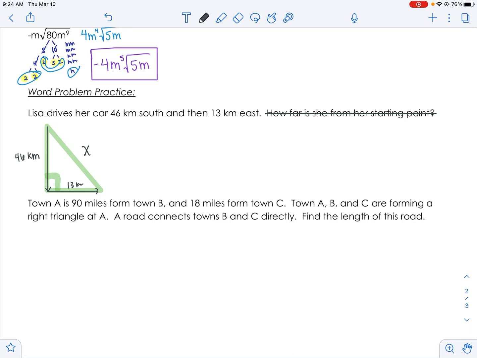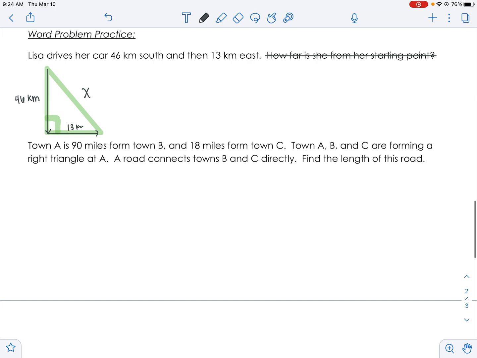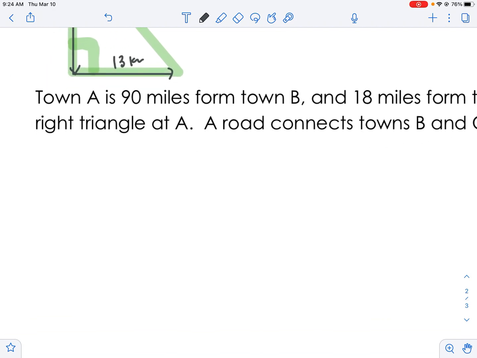Now, we don't spend a ton of time on word problems because most of you can figure these out on your own. You can do really well with this, okay? Let's look at the next one. Town A is 90 miles from town B and 18 miles from town C. Towns A, B, and C are forming a right triangle at A. A road connects towns B and C directly. Find the length of this road.